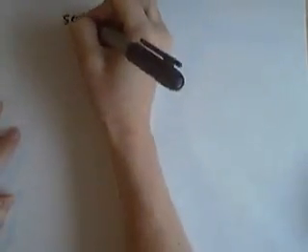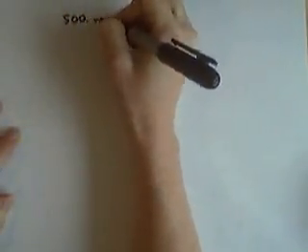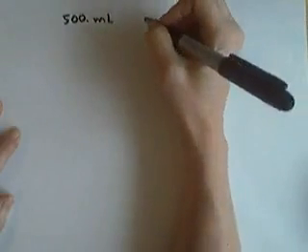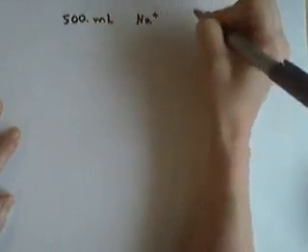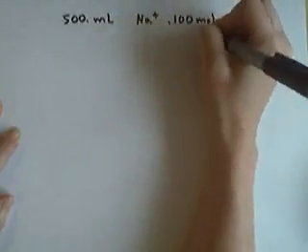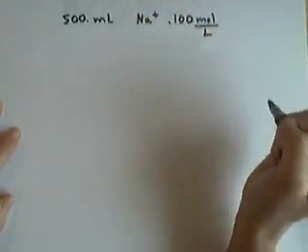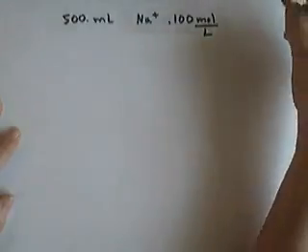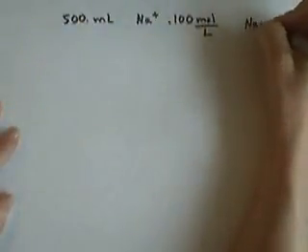This is example 5 from the PowerPoint. It says, how many grams of sodium carbonate would be required to make 500 milliliters of a solution, write that down, 500 milliliters of a solution with an Na+ concentration of 0.100 moles per liter. Okay, and we're starting off with sodium carbonate.